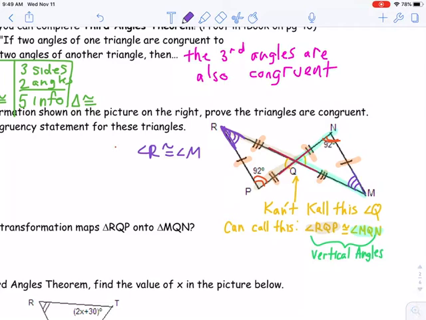They're not sharing a vertex with any other angles. Angle Q, obviously there's 4 angles coming off of angle Q. 2 of them lie inside the triangle. But R and M, there's only one unique angle. These are congruent because of the third angles theorem.